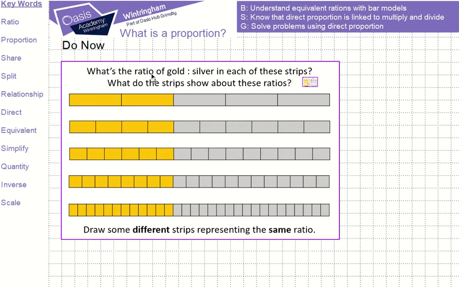For the do now, what I would like you to do is look at the screen, and each bar is a different question. What is the ratio of gold to silver in each of these strips? And what do the strips show about these ratios? As an example for the first one, I can say that there's 2 gold to 3 silver. Can you have a go at the rest of the questions, please? Pause the video and press play when you're ready to see the answer.